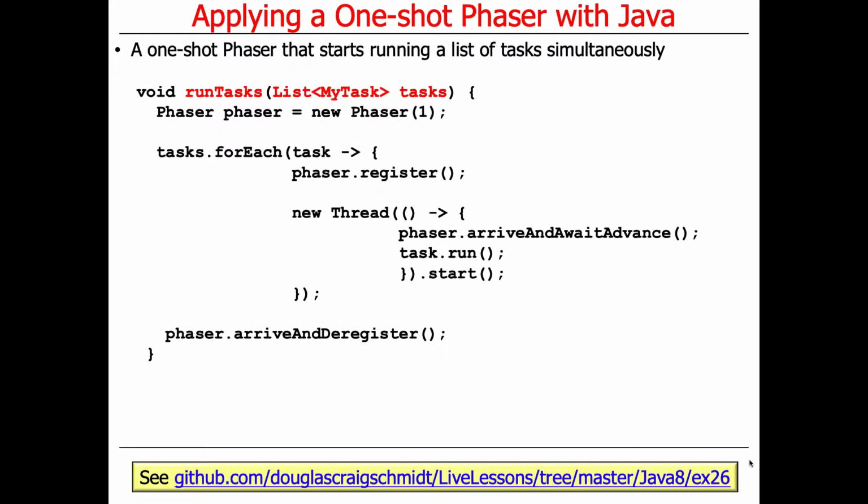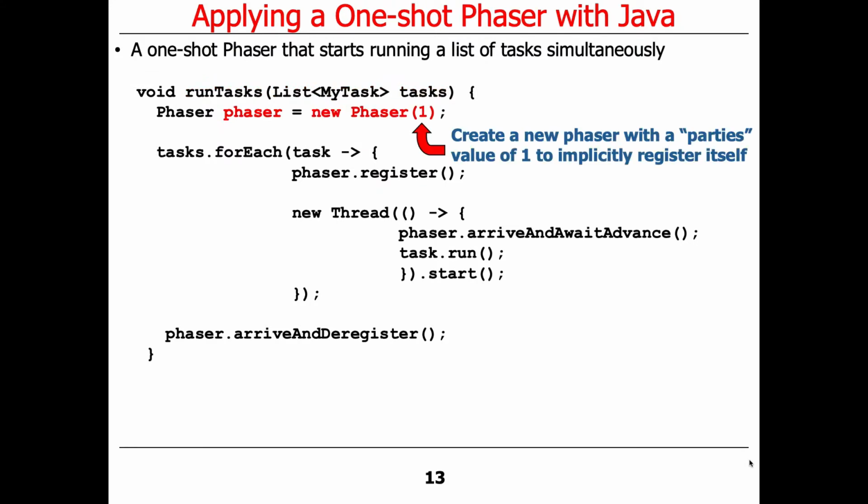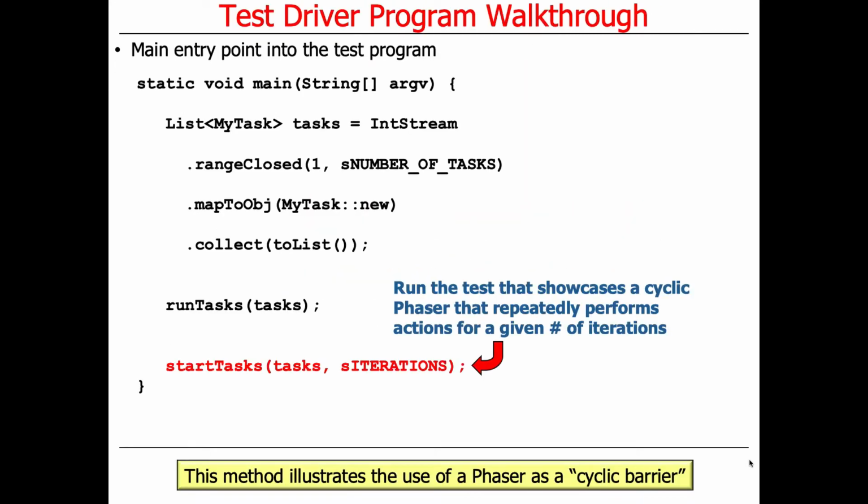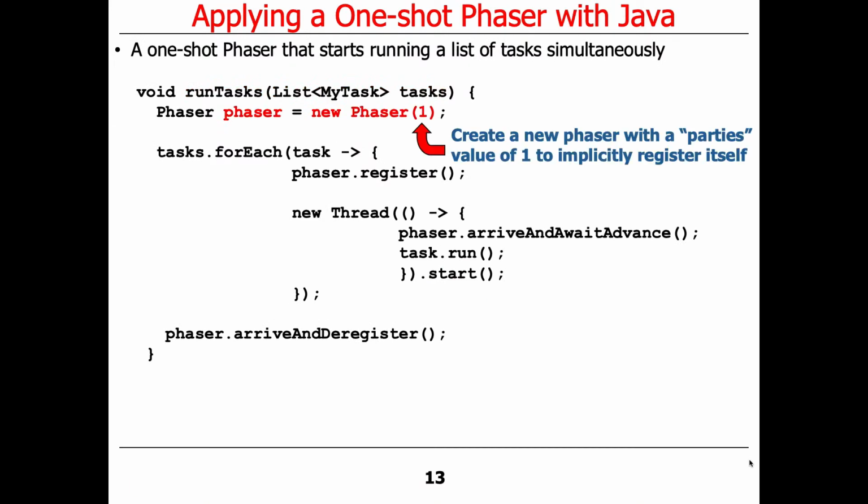So here's the run tasks method. As you can see, it takes a list of tasks. The first thing we do is we make a new phaser, and this phaser is given an initial count of one party, which is really the thread that's calling this thing. It's whatever thread came from here. This is the main thread, so this is going to include the main thread. We have a count for that party, so the main thread is here.